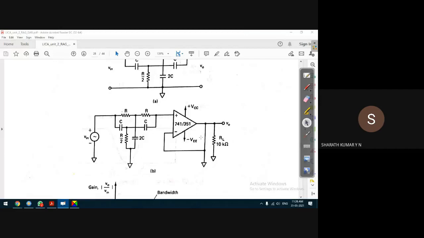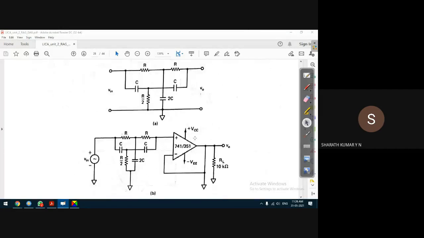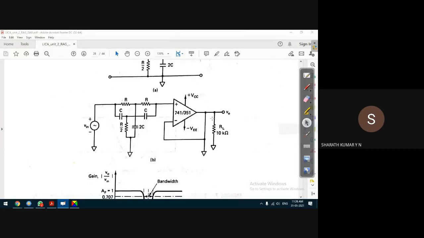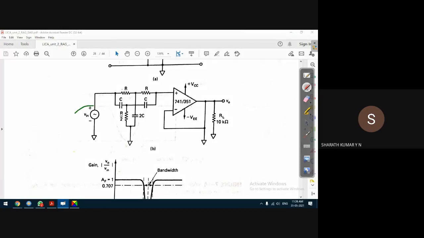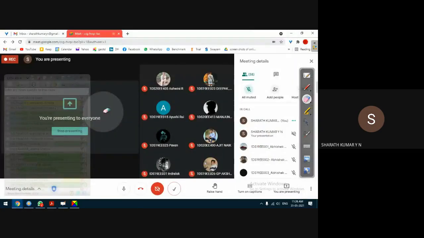That is used at the input of the op-amp. The input signal is given to this passive filter, that is the notch filter, which acts as a narrowband rejection filter, and the output is obtained across the output of the op-amp. If you analyze, just a second.